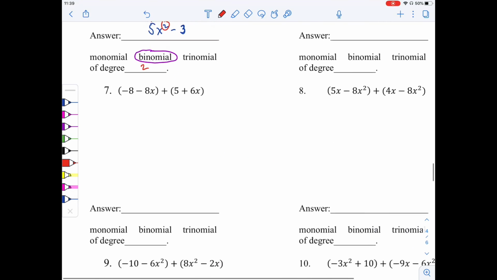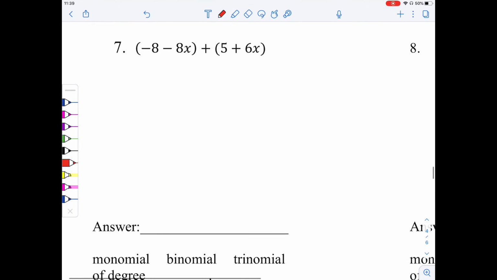Okay, so let's try number 7. Straight down. So start with the first one. Highest, there's no squared, so we just go to the next one. It's negative 8x. And then negative 8. For the second one, the binomial, we have 6x comes first. Right, line up our x's. Our constant is positive 5.